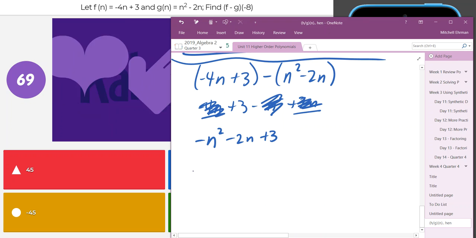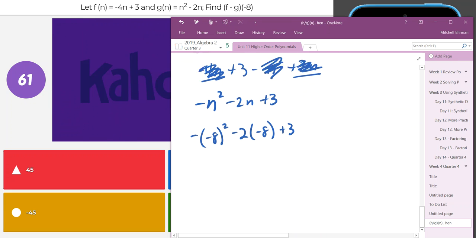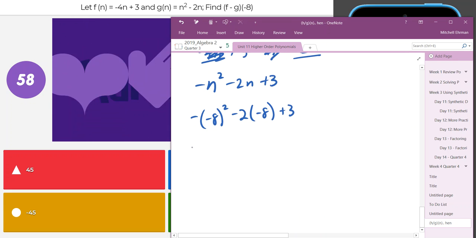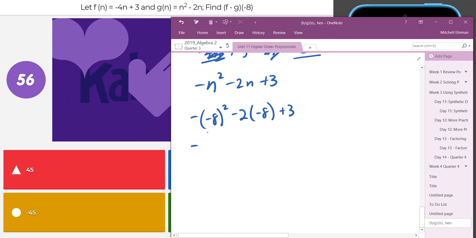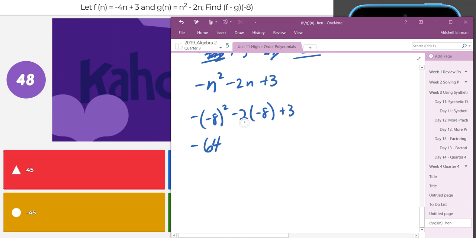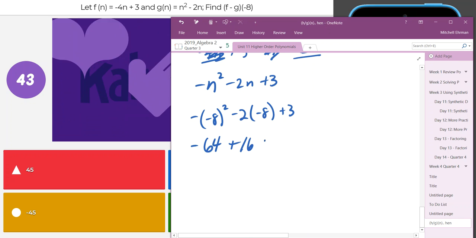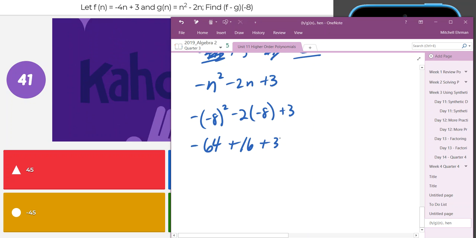But we want this with the number negative 8. So negative 8 squared minus 2 times negative 8 plus 3. You can use a calculator if you'd like, or you can do this mental math. Negative 8 squared is 64. Retain this negative sign because it's being applied in the order of operations. Negative 2 times negative 8 is plus 16, plus 3.